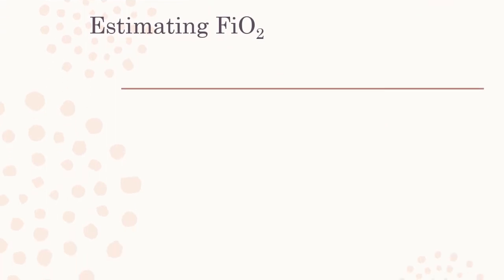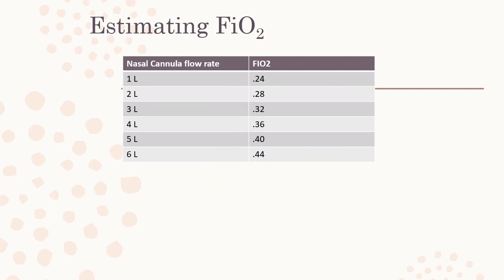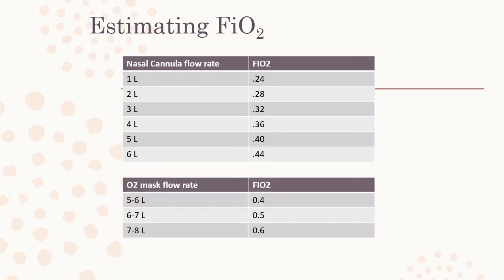Estimating FiO2 when using a nasal cannula: 1 liter, 24%, 2 liters, 28%, 3 liters, 32%. As you can see, I gain about 4% each time I increase my liter flow. As compared to oxygen flow rate and approximate FiO2 in a simple mask: from 5 to 6 liters, about 40%, 6 to 7 liters, about 50%, and 7 to 8 liters per minute, about 60%.